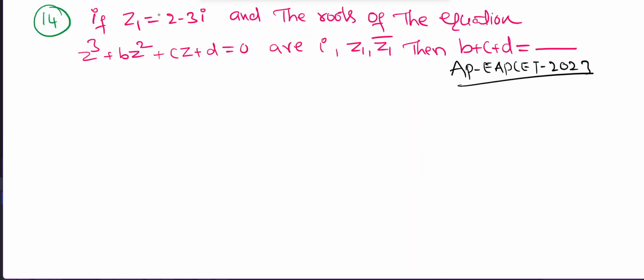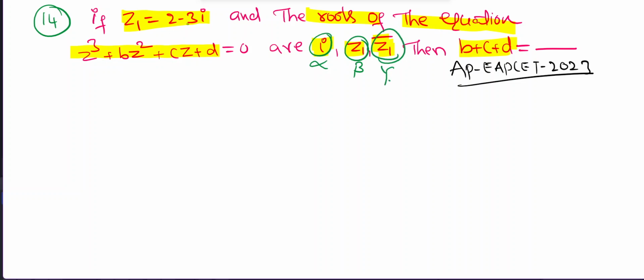This is the 14th problem from complex numbers from EAMCET. Here z1 is given as 2 minus 3i, and the roots of the equation z cube plus b z square plus c z plus d is equal to 0 are i, z1 and z1 bar. Then b plus c plus d is equal to dash. This is the question. Here a cubic equation is given. This is the first root alpha, this is the second root beta, and this is the third root gamma.